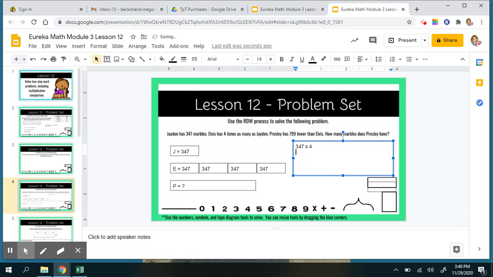And I'm going to do partial products again. So I'm going to break that apart. I'm going to have 300 times 4. 3 times 4 gives me 12. That's the 2 zeros, so it's going to be 1200. 40 times 4. 4 times 4 is 16. Add my 0. And 7 times 4 equals 28. Okay, I'm going to have to add those together to find my total product.